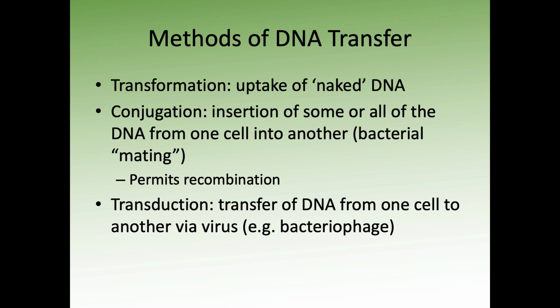The way that they can do this is through things like transformation, where they can just uptake naked DNA that's floating around in the environment. They can do this through a process known as conjugation, where there's some sort of insertion of some or all of the DNA from one cell to another. It's kind of like bacterial mating, and this is one of the processes that can allow for recombination to occur. And then there's also evidence that DNA can be transferred via a process known as transduction, where a section of DNA from one cell is sucked up by something like a bacteriophage, and then that virus manages to transfer that DNA to another cell.